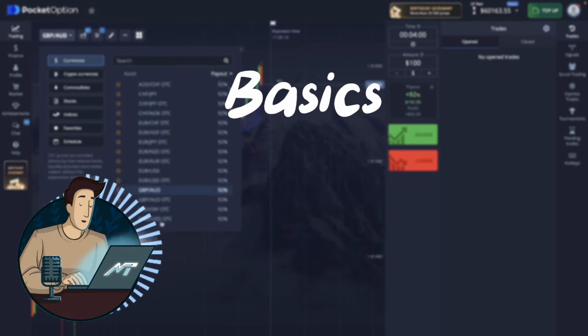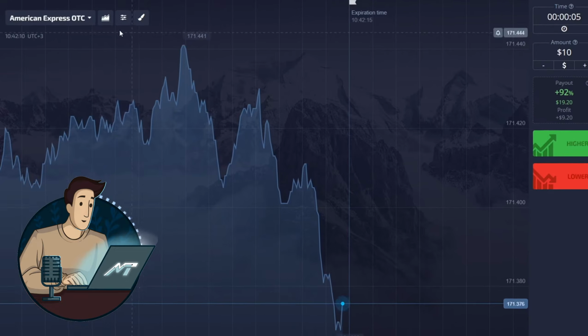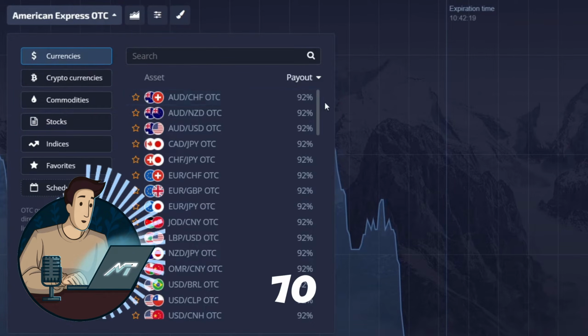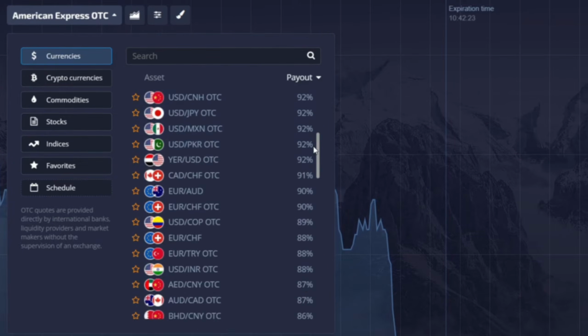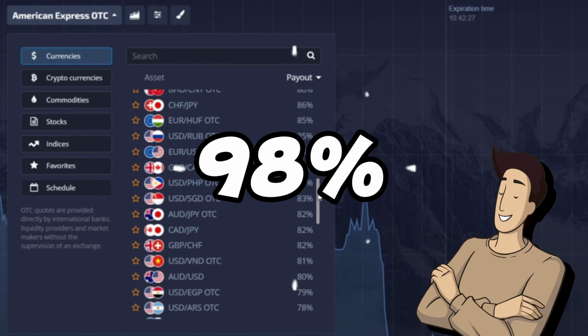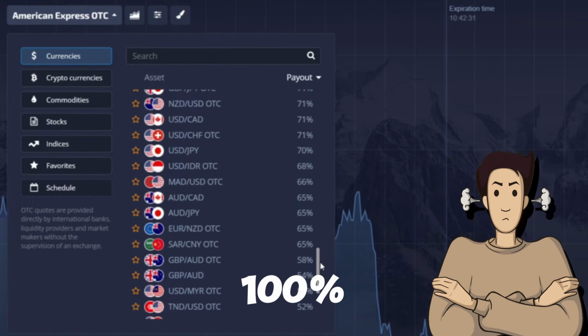Let's start with the basics. Many of you watching might already be familiar with this, but I need to cover it before we dive into money management. Look, binary options currency pairs pay you 70 to 98% of your trade amount if your trade was successful. It means if you win, you get 70 to 98% of your trade back. If you lose, you'll lose 100%.